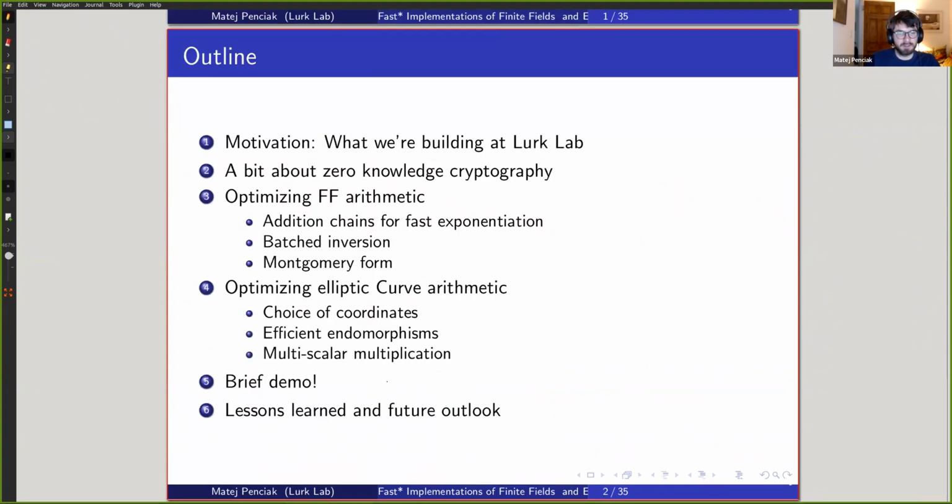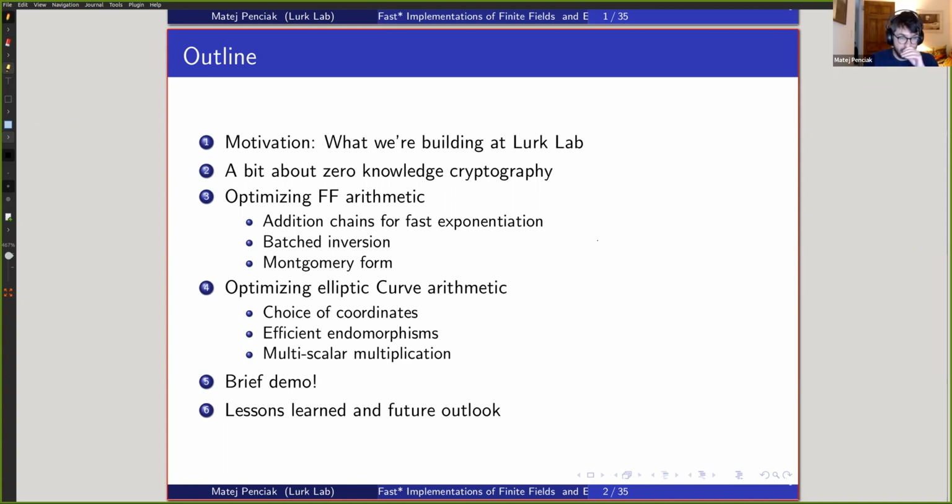Just as an outline for the talk, I'm going to begin with a little bit of motivation for why we're even writing all of the stuff that we're doing at Lurk Lab related to elliptic curves and finite fields. This will take us into a little bit about zero knowledge cryptography. And then finally, I'll get into the meat of the subject, which is some optimizations we've been working on to make finite field arithmetic and elliptic curve arithmetic a little bit faster. The various optimizations are listed out here, and I'll go into each one of them in a little more depth when we get to them.